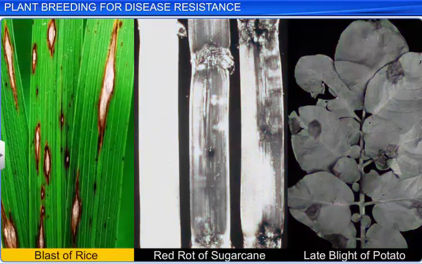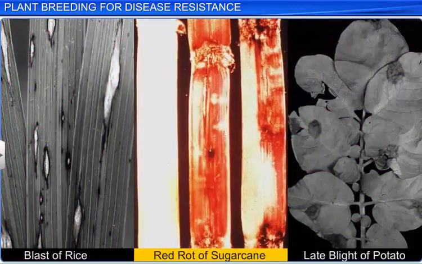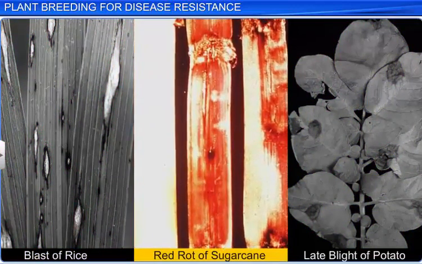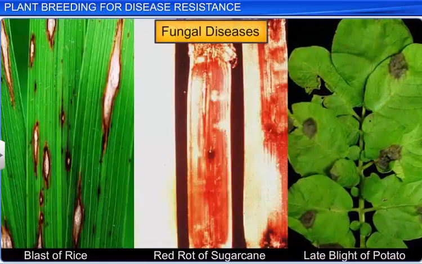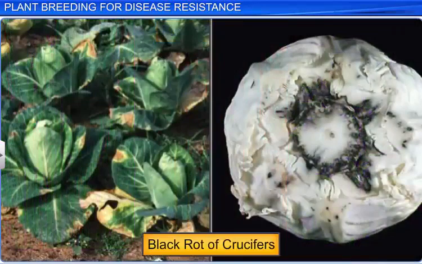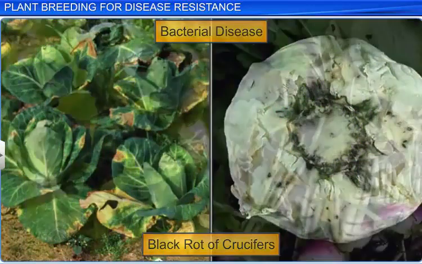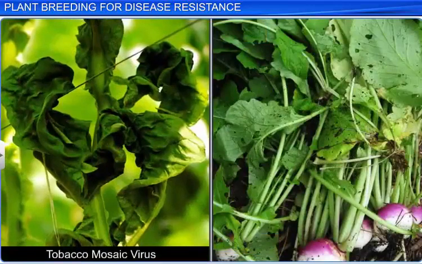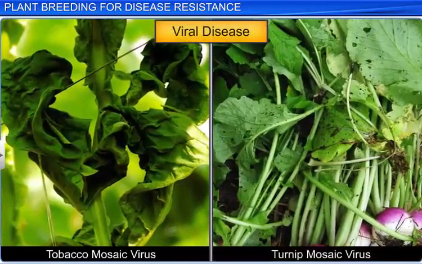Blast of rice, red rot of sugarcane, and late blight of potato are examples of fungal plant diseases, while black rot of crucifers is a bacterial disease, and tobacco mosaic virus and turnip mosaic virus are viral diseases.